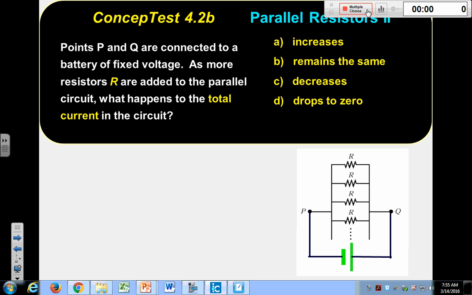Points P and Q are connected to a battery at fixed voltage. If you add resistors to the parallel circuit, what happens to the total current? Now the total current is the current coming through these points, through this part of the circuit. So as I add resistors, what happens to the total current in this circuit?